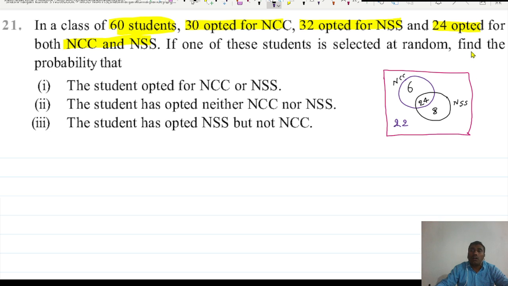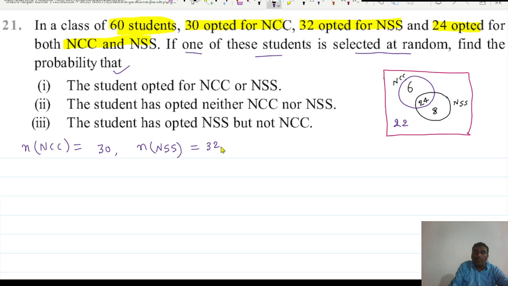So let us now try solving the question. The question is asking that one student is selected at random here, then find the probability of these things, right? Let me write something here for easy portion. So number of students in NCC is equal to what? Here it is already given, that is 30. Number of students in NSS is what? 32. Number of students in NCC intersection NSS, that is how many? 24.